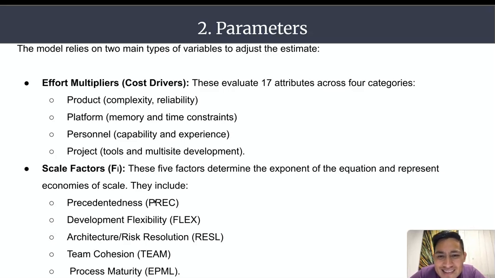17 attributes in four categories. First is product: complexity, reliability, platform, memory and time constraints. Personnel: capability and experience. Project: tools and multi-site development. Scale factors: these 5 factors determine the exponent of the equation and represent economies of scale. They include precedentedness, development flexibility, architecture risk resolution, team cohesion, and process maturity.